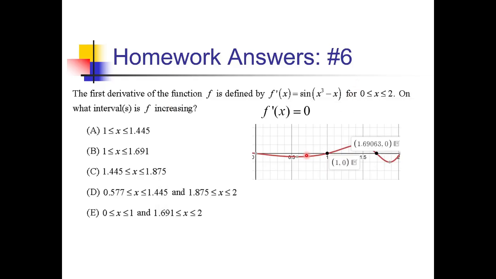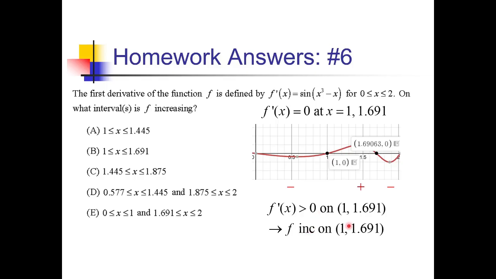So here's the graph that I just found on Desmos. Blew it up a little bit here. And then, again, 1 and 1.691 are the two critical values out of that. Now, just doing a little sign analysis, we see that f prime is below the x-axis, so negative between 0 and 1. It's positive above the x-axis between 1 and 1.691, and between 1.691 and 2, we're negative again below the x-axis. Since f prime is positive between 1 and 1.691, that means that f is going to be increasing on that interval. So that's going to match up with choice B.